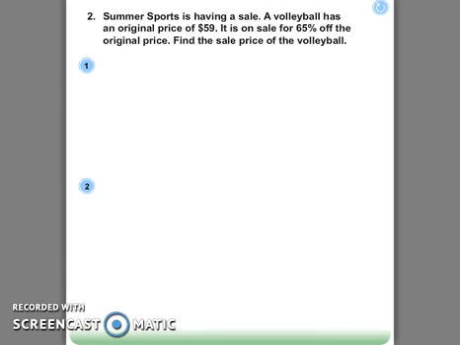Now let's talk about sale price. A sale is what you get when you mark something down. So the summer sports store is having a sale. A volleyball has the original price of $59, and it's on sale for 65% off the original price. So find the sale price of the volleyball.